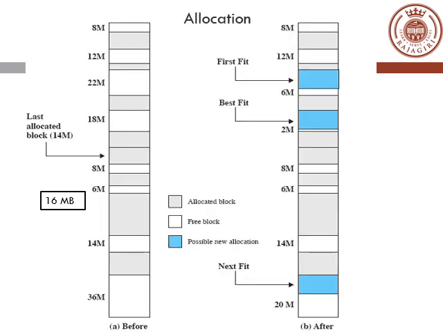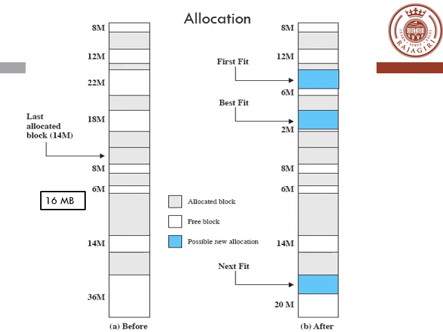Let us compare the operation of three allocation algorithms using an example. The figure on the left shows the memory space after some allocations and swapping operations. The blocks in gray are the blocks which have been allocated so far. The blocks in white are the free blocks which may be allocated next. The last block that was used was a 22 megabyte block from which a 14 megabyte partition was created.